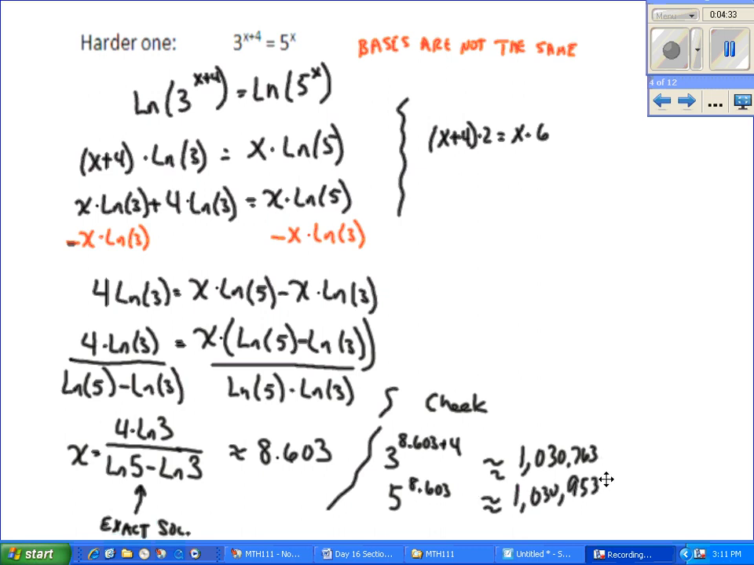Now when I do the check, the answers look like they differ by 200, but if you're talking about $1 million, are you going to worry too much about $200? If we carried this to more decimal places, this would be more accurate.